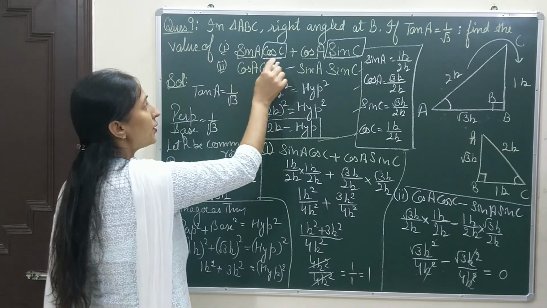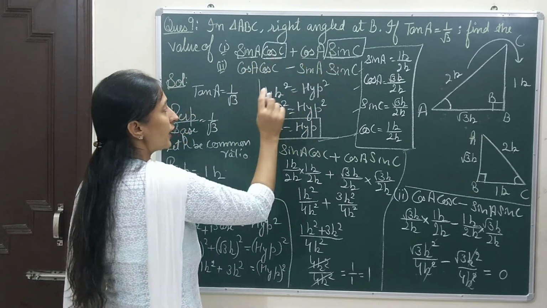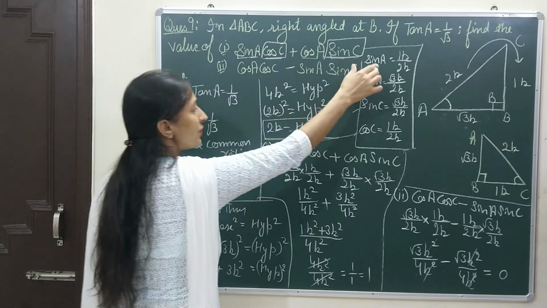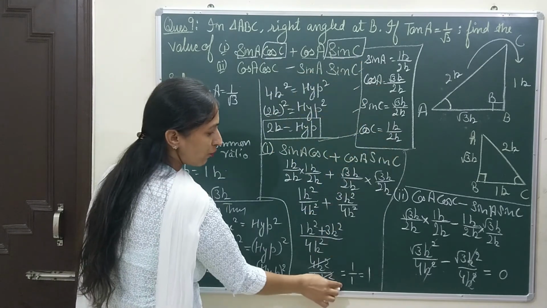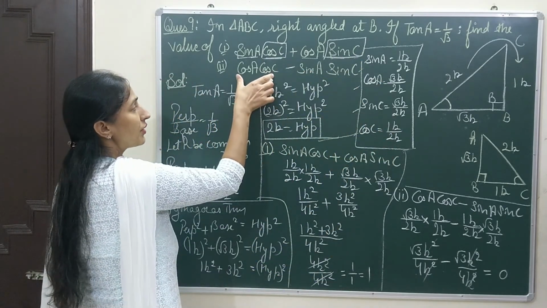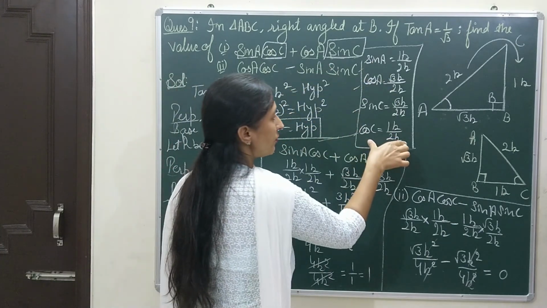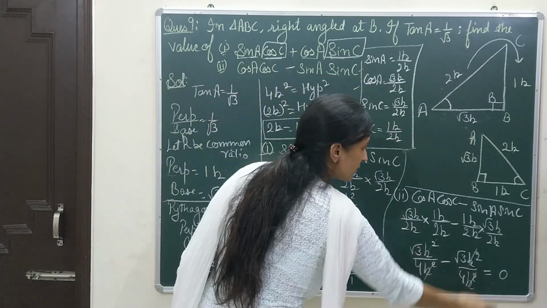Now it is easy for me to write the values here and calculate. I can replace all four values from here, then add up, and I got the value 1. And in the second part also I can replace the values from where we have calculated, and I got 0. Thank you.